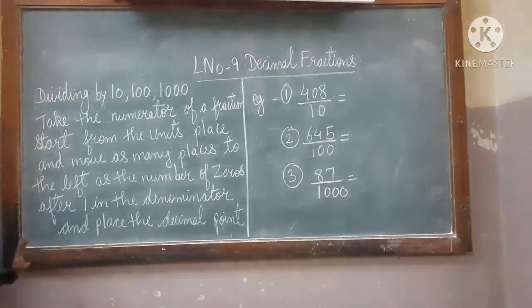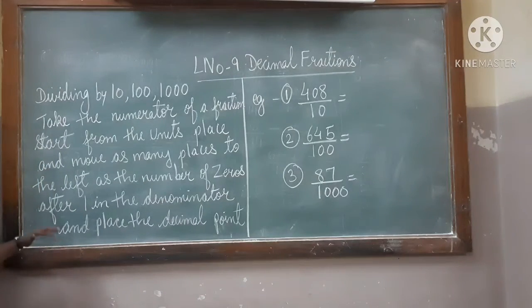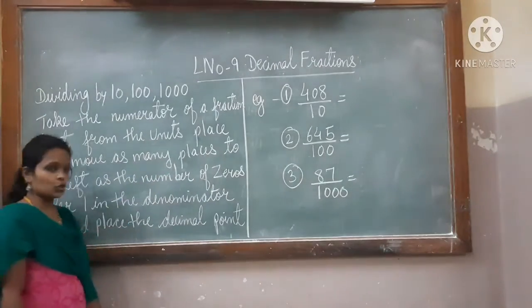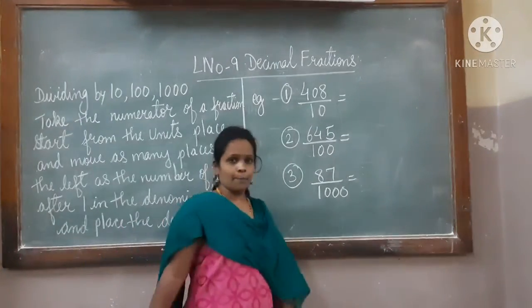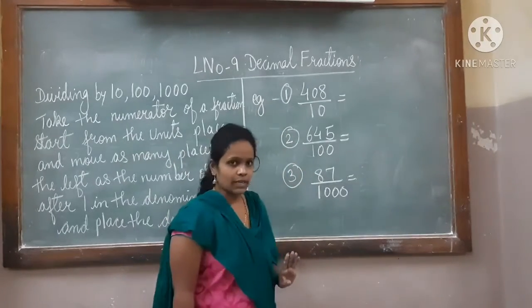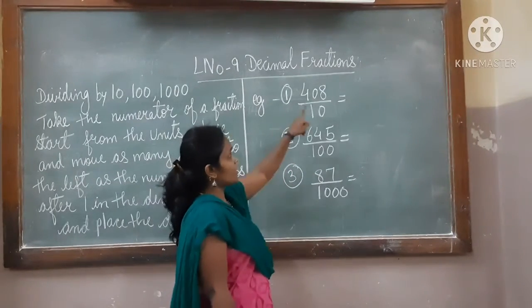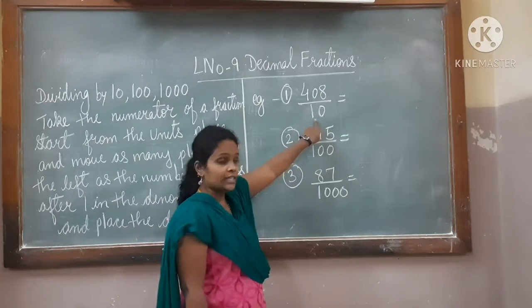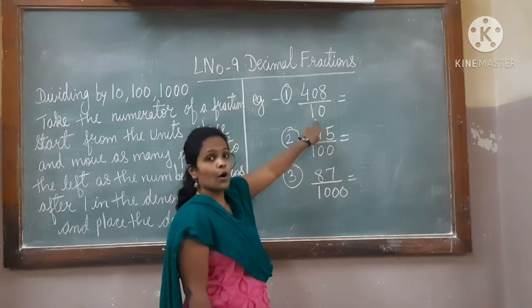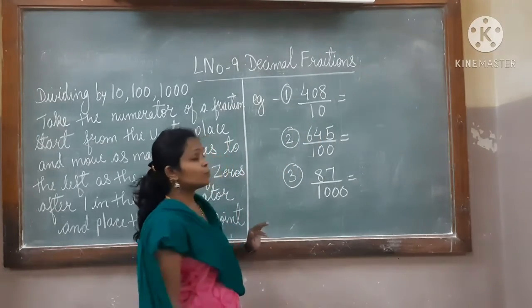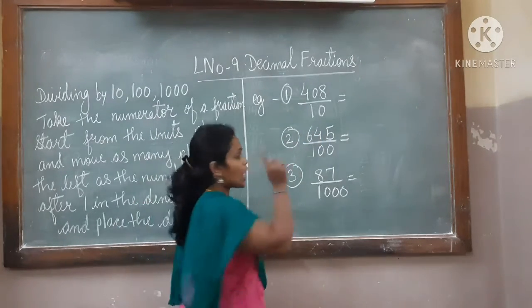Now here they are telling us to move places in the numerator and place the decimal point. How are you going to place it? See, I will show you with an example. You know what is numerator and what is denominator. Now see here, what is given here? 408 divided by 10, or you can take it as 408 upon 10. That means you have to divide. Now here you have to put the decimal point.